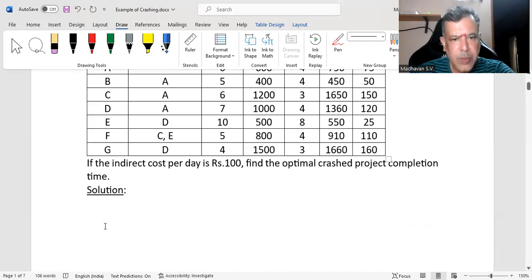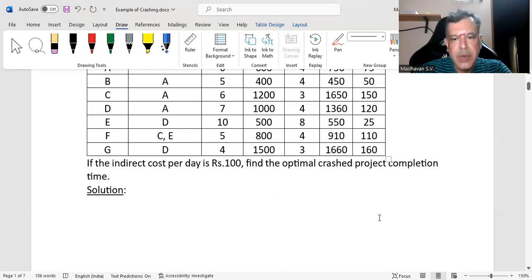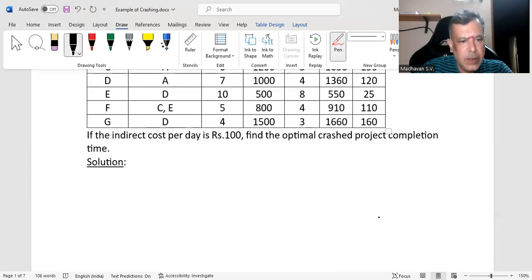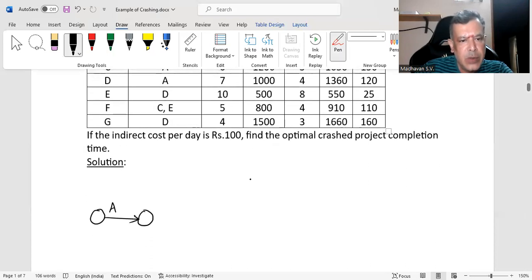Now, the first step for any project network related problem is to create the network. Here we may notice activity A does not have any preceding activity. So we will start by drawing a node. Then from there, we will draw our activity A, and we will write down the normal duration, which is 6 days. So A, 6, I will put.